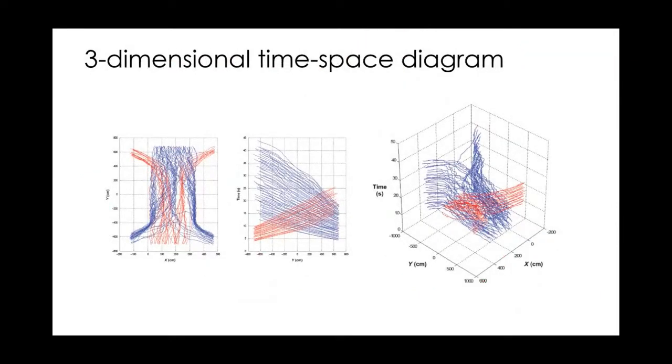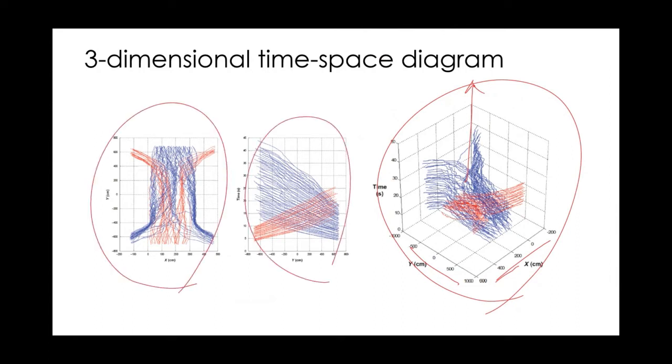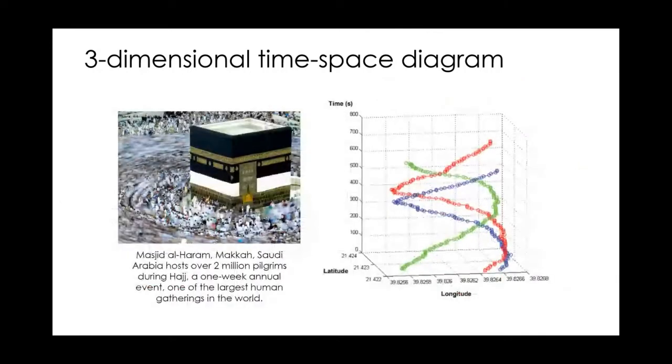But we can extend this concept to 3D time space diagrams where pedestrians move, because pedestrians can move in multiple directions, right? So this is a 3D time space diagram where I have X, I have Y, and I have time on the Z axis. And we can see how trajectories of pedestrians, because they move in multiple directions, actually maneuver through this 3D plane. This is the top view, this is the side view, a very interesting way of looking at the trajectories of pedestrians.